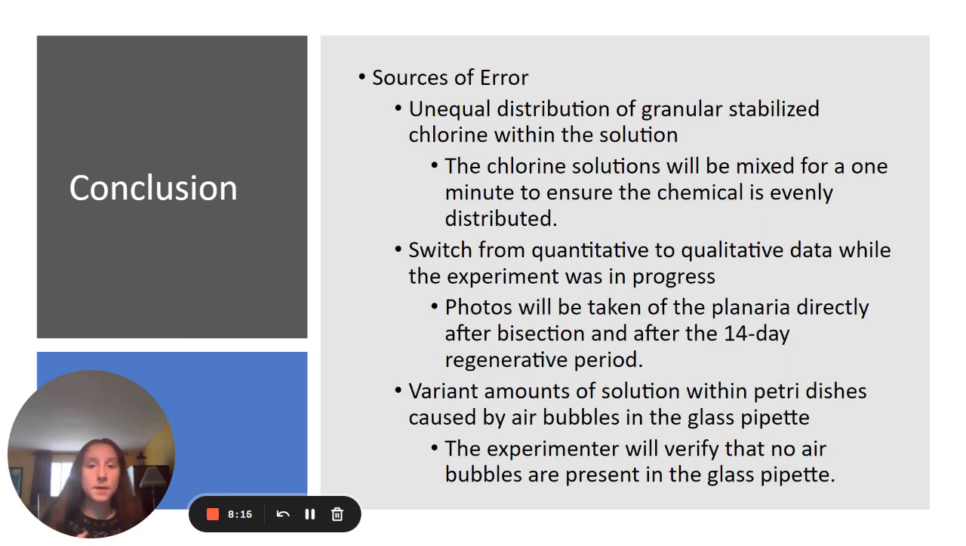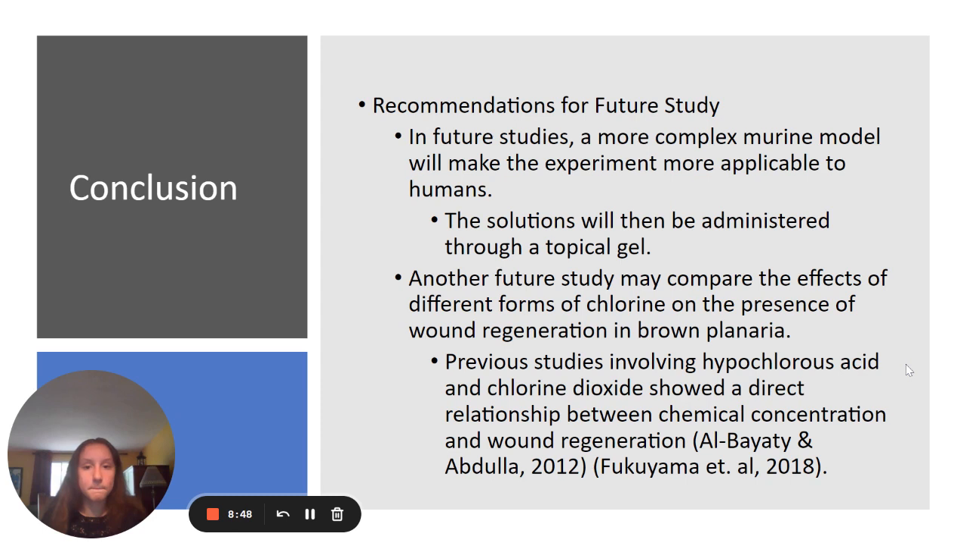Some sources of error in my experiment include the unequal distribution of granular stabilized chlorine within the solution, as the chlorine solutions in future experiments will be mixed for 1 minute in order to ensure that the chemical is evenly distributed, and then my switch from quantitative to qualitative data. Now I will take photos of the planaria before and after the regenerative period to show exactly how much change has been exhibited. And then the varying amounts of solution within petri dishes caused by air bubbles in the glass pipette. In future experiments, the experimenter will verify that no air bubbles are present in the glass pipette.